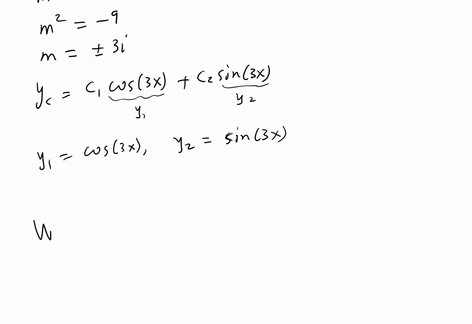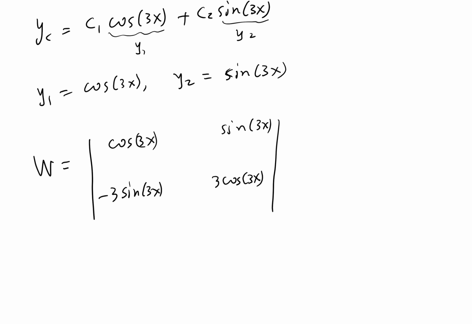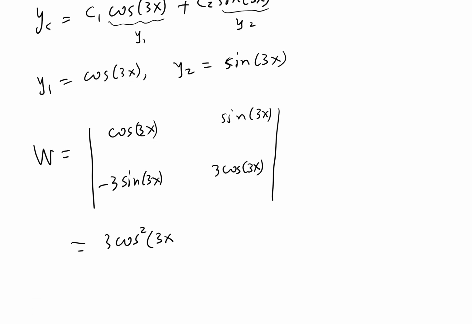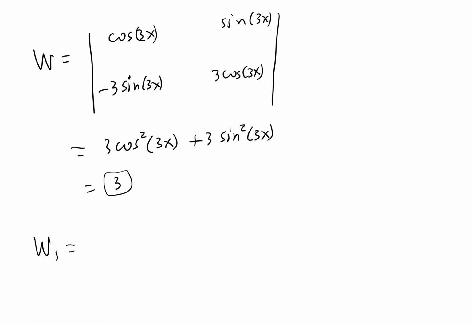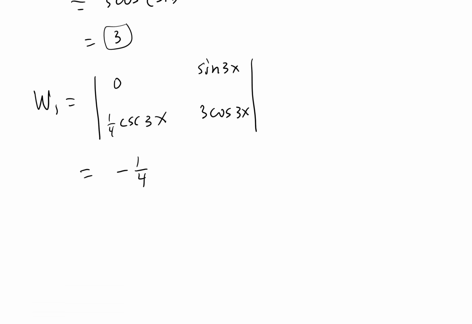So what we can do, we can get the W. W is y1 cosine 3x, y2 sine 3x, then y1 prime is -3 sine 3x and y2 prime is 3 cosine 3x. Cross multiply, we get 3 cosine squared 3x plus 3 sine squared 3x. Take a 3 out, and cosine squared plus sine squared is 1. That's W, 3. We need to find W1. 0, 1/4 cosecant 3x and sine 3x, 3 cosine 3x. 0 minus, it's -1/4. Cosecant times sine goes away, it's 1.